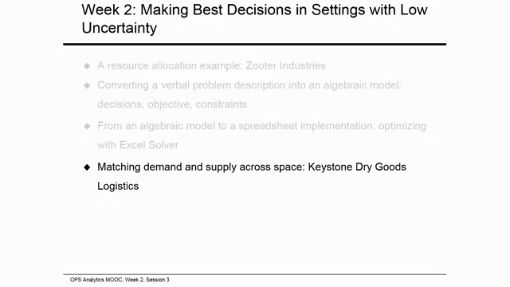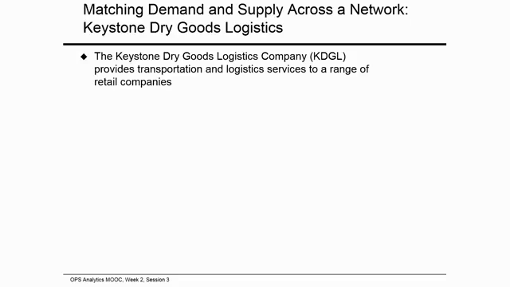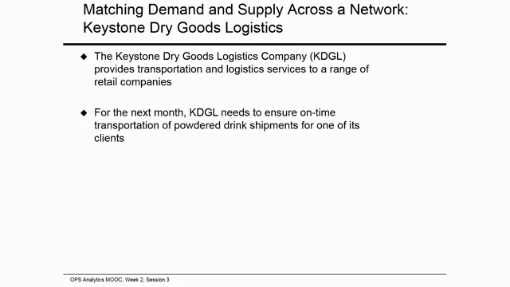Let's have a look. In session 2, we used the Zuter example to set up and solve a resource allocation problem. In this session, we will look at a different kind of optimization, a problem where optimization involves a network of locations. Here's the business context we're going to analyze. Keystone Dry Goods Logistics is a company that moves goods for its customers. This particular customer needs Keystone to transport powdered drink.